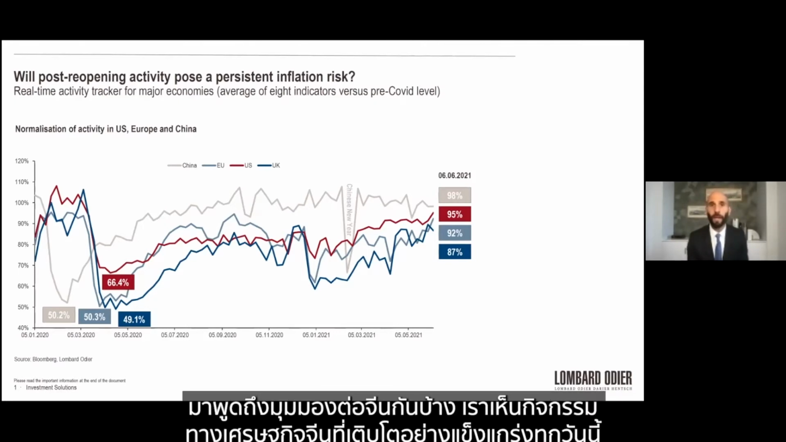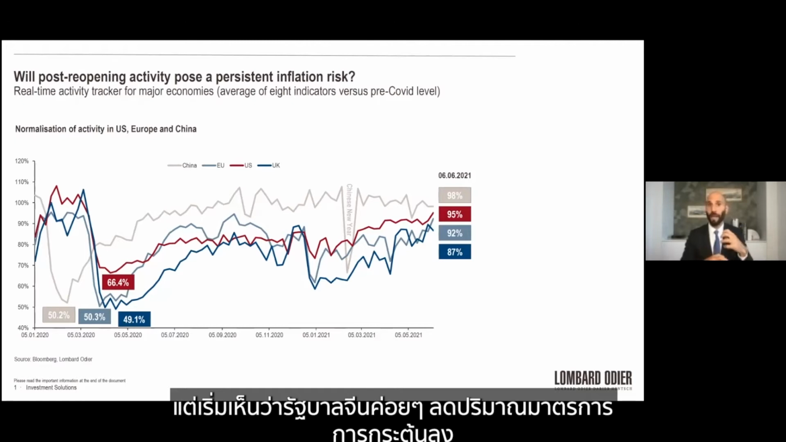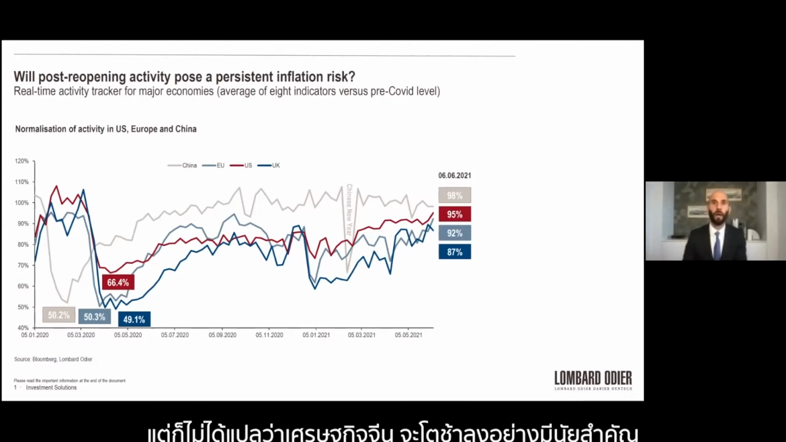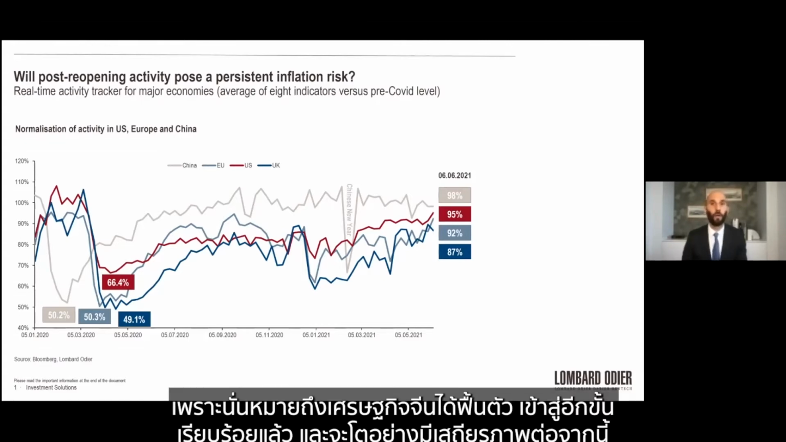A quick word on China. Very clearly, we had very strong Chinese economic activity up to now, but the Chinese authorities are starting to roll down some of the stimulus, which means that the very strong level of activity we had in China up to now is, in our view, unlikely to repeat itself in the coming quarters. It doesn't mean that China will slow down massively, but it does mean that the recovery is entering a new stage, and we're unlikely to see such strong growth going ahead.